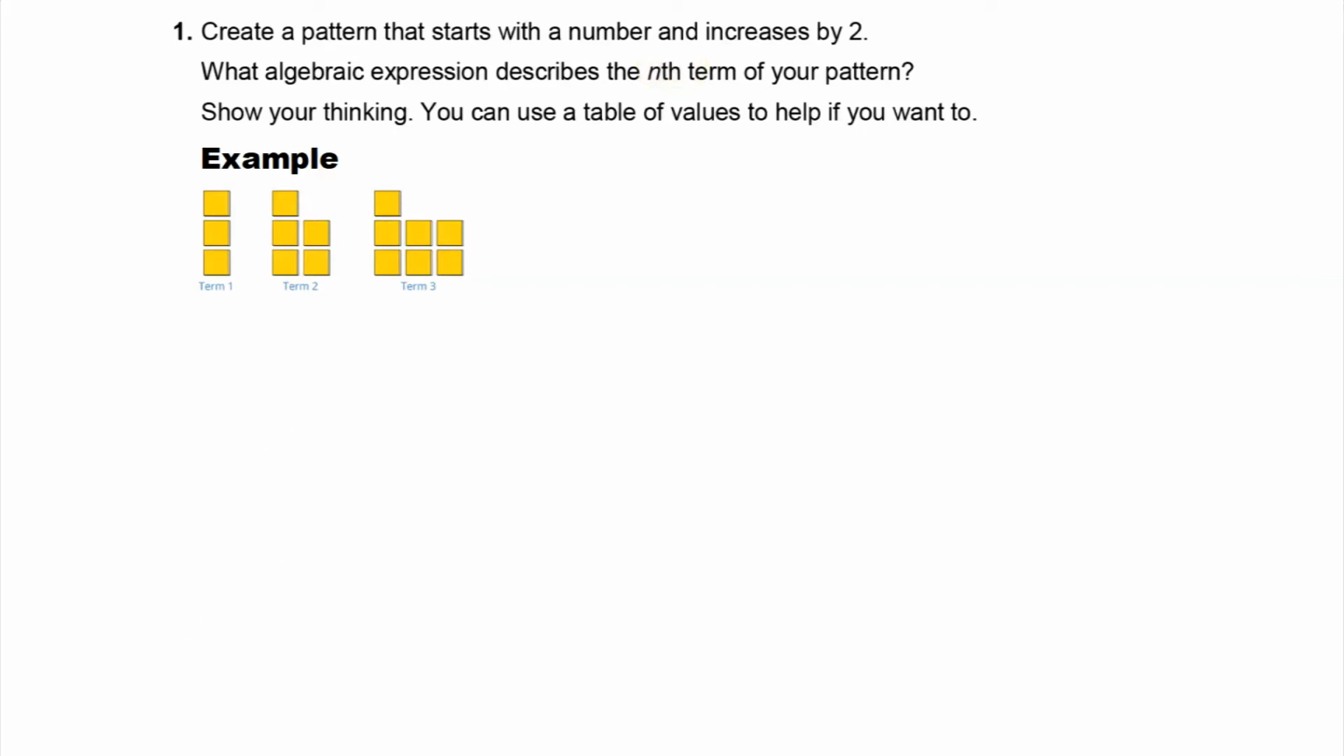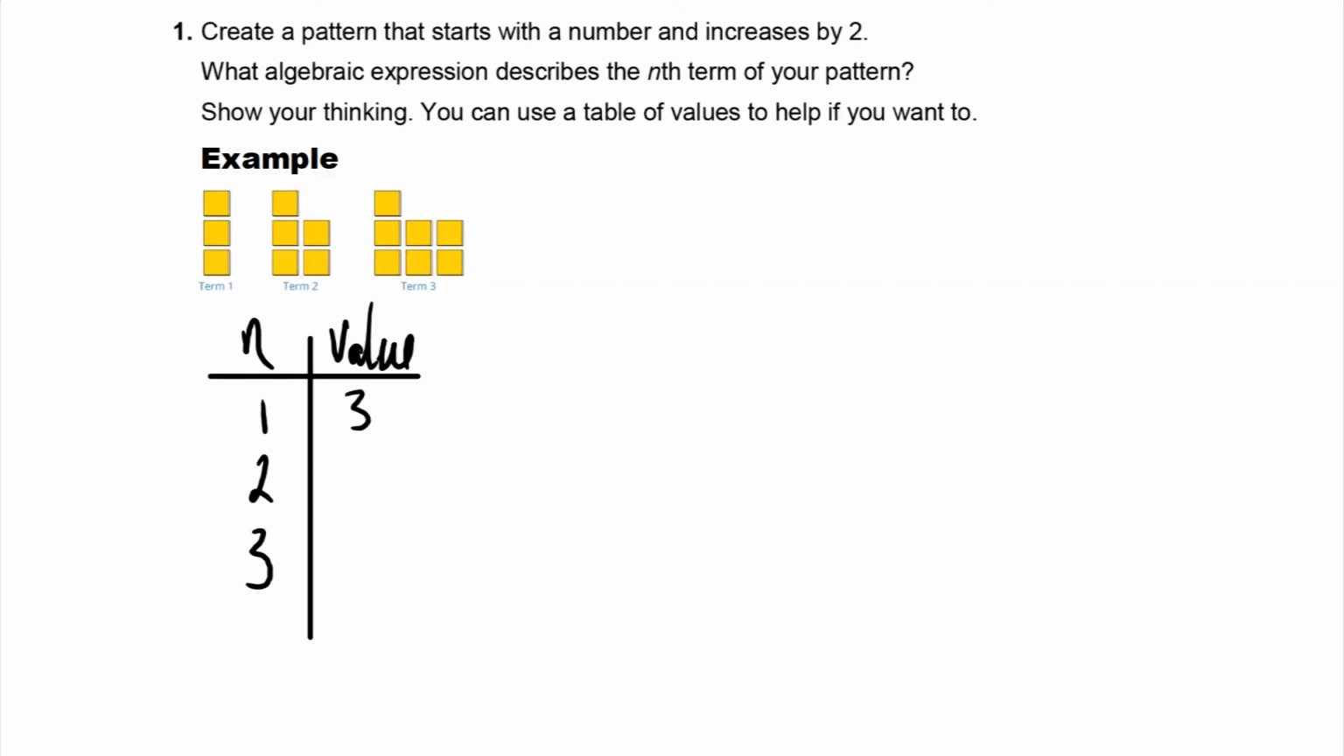So the next thing I'm going to do is create a t-chart. I've got the term, which we'll call n, and then the value. We've got 1, 2, 3 terms showing here. The first term is 3, the second term is 5, the third term is 7, and so on, all the way down until we get to the nth term, but we don't know what the value is at the nth term yet. So that's what we're trying to find out.